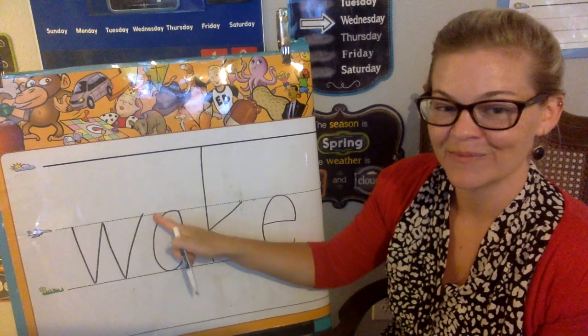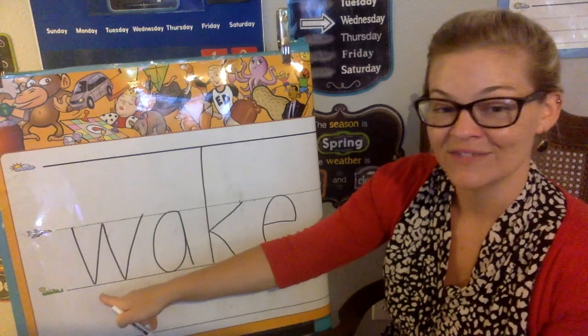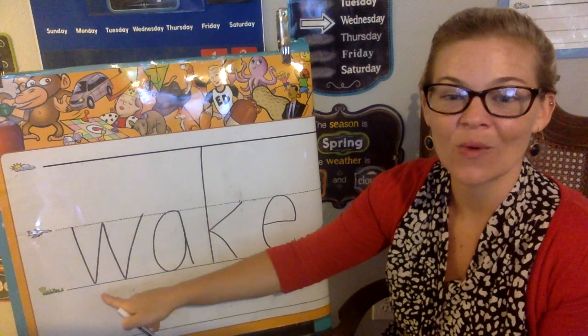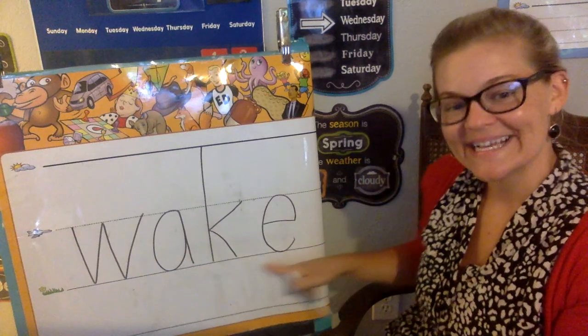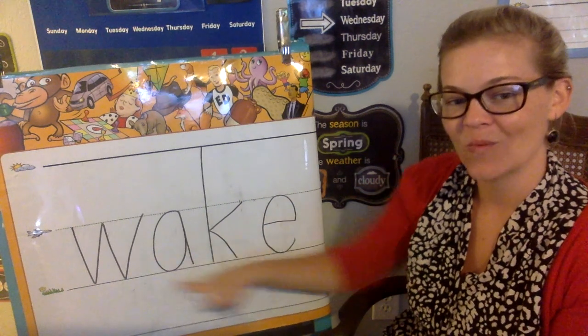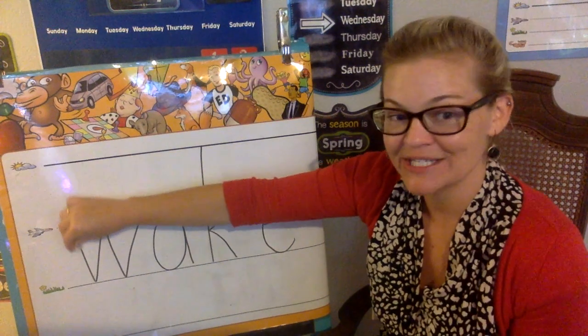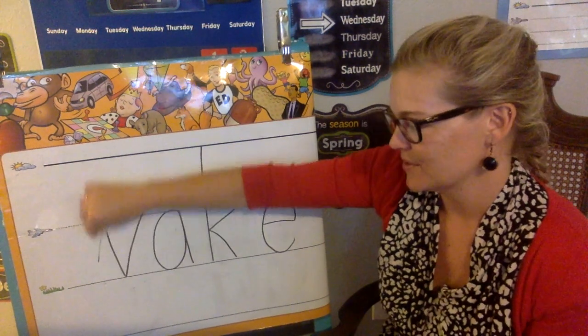Lowercase w goes from plane line to grass line. So we have W-A-K-E. Let's sound it out. Wake. Wake. Like wake up early. Okay, last one we're going to do. Erase the W.